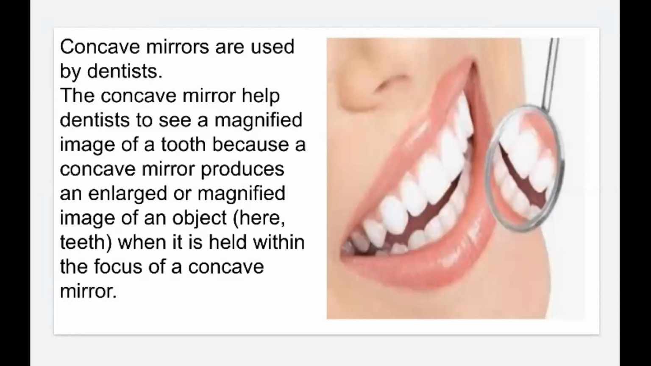Now we will see the use of concave mirrors. Concave mirrors are used by dentists. The concave mirror helps the dentist to see a magnified image of the tooth because a concave mirror produces an enlarged or magnified image of an object. Here, the teeth are held within the focus of the concave mirror. Now you can see a picture on the right hand side. The dentist holds a concave mirror in the vicinity of the focus. So what he can see is an enlarged view of the tooth that needs treatment.